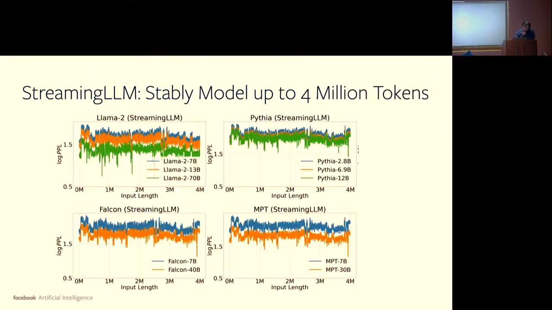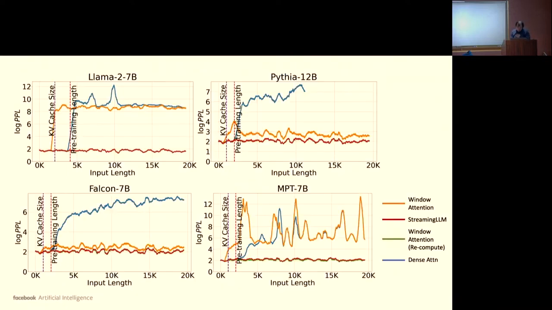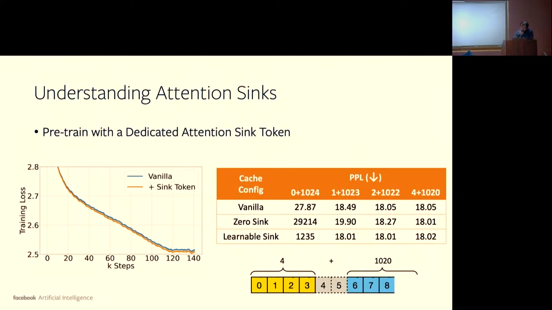And we have a bunch of experiments. You can scale up the model to 4 million tokens, and maybe more than that, with the same perplexity, which is good. Yeah, and we also compare with other baselines.